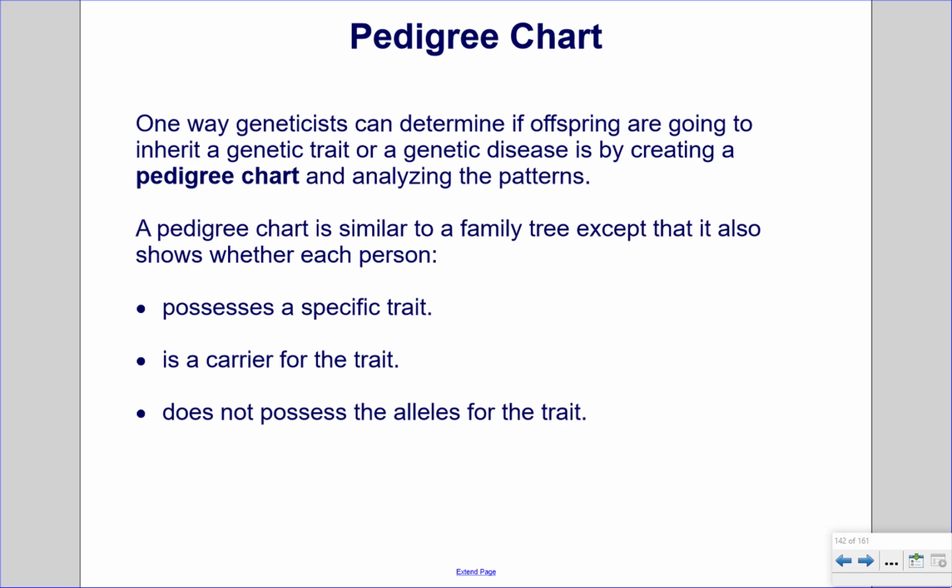Pedigree Chart. One way geneticists can determine if offspring are going to inherit a genetic trait or a genetic disease is by creating a pedigree chart and analyzing the patterns. A pedigree chart is similar to a family tree, except that it also shows whether each person possesses a specific trait, is a carrier for the trait, or does not possess the alleles for the trait.